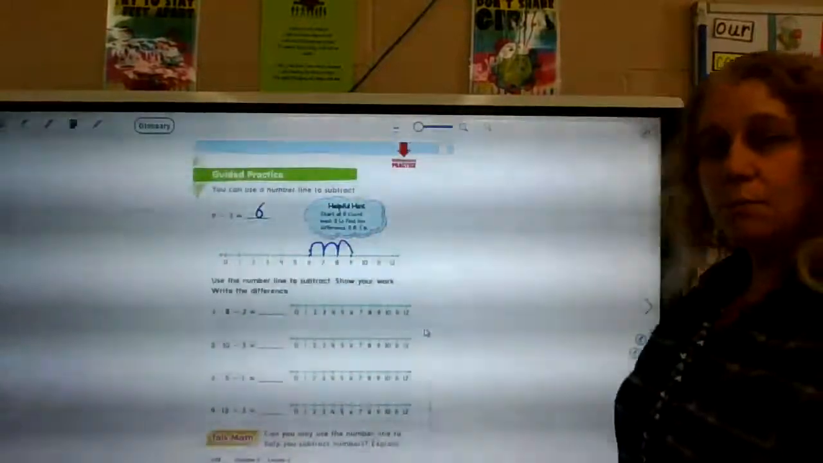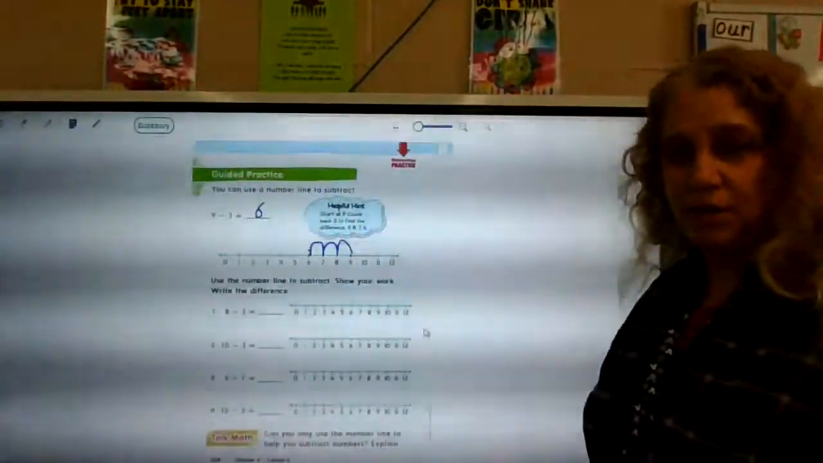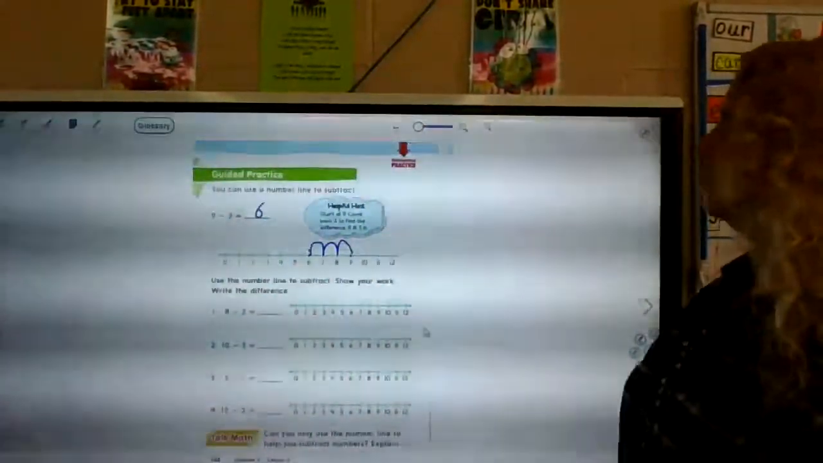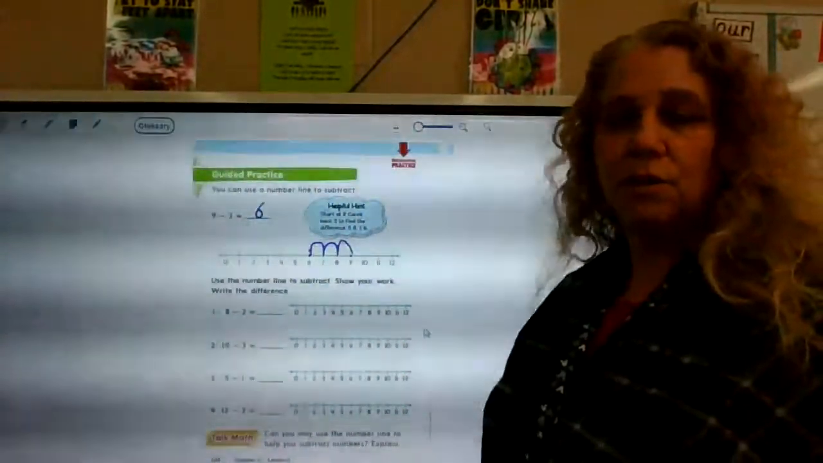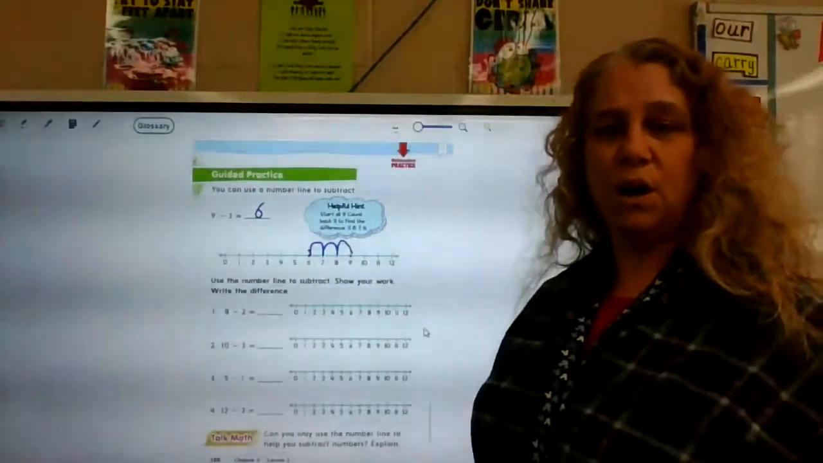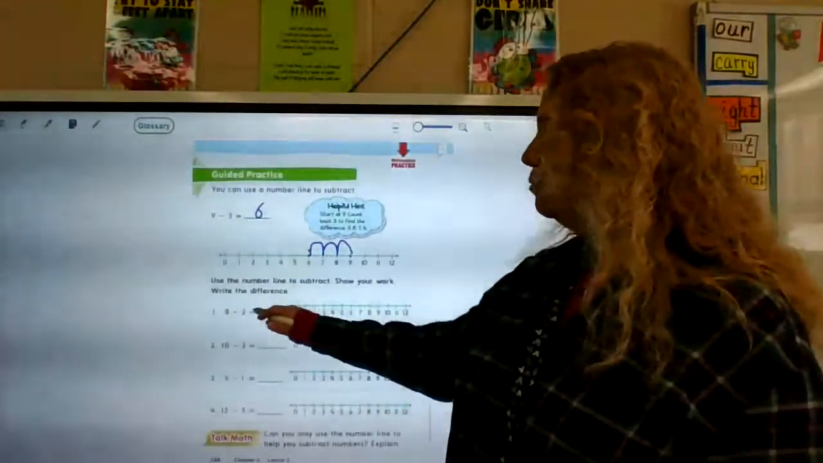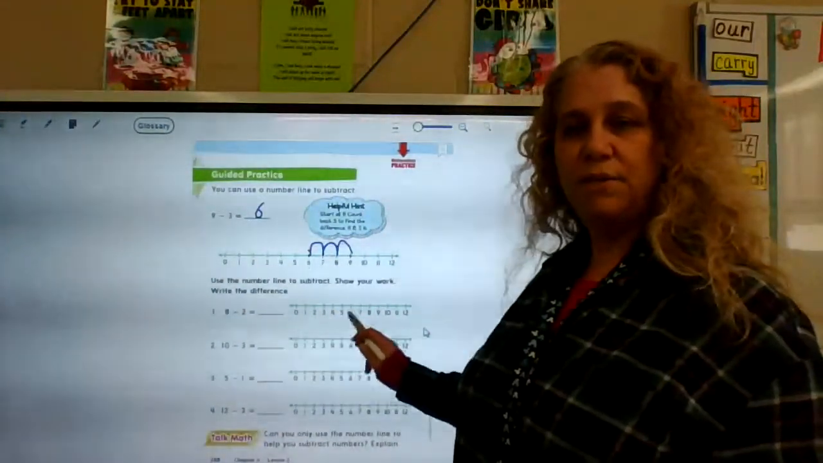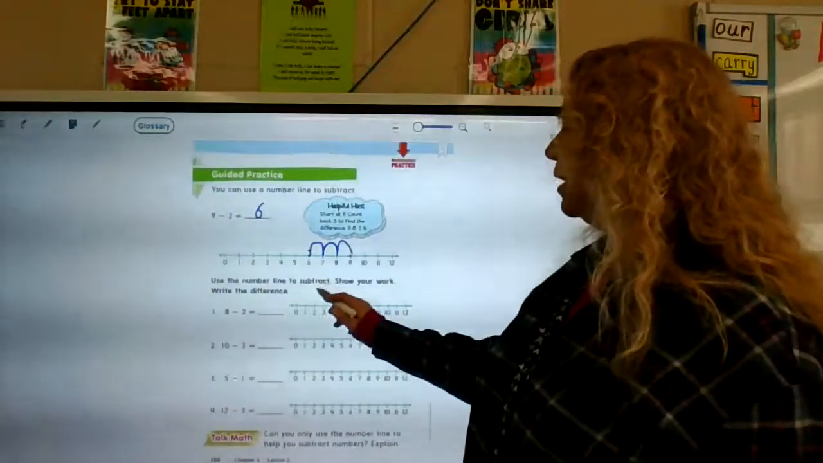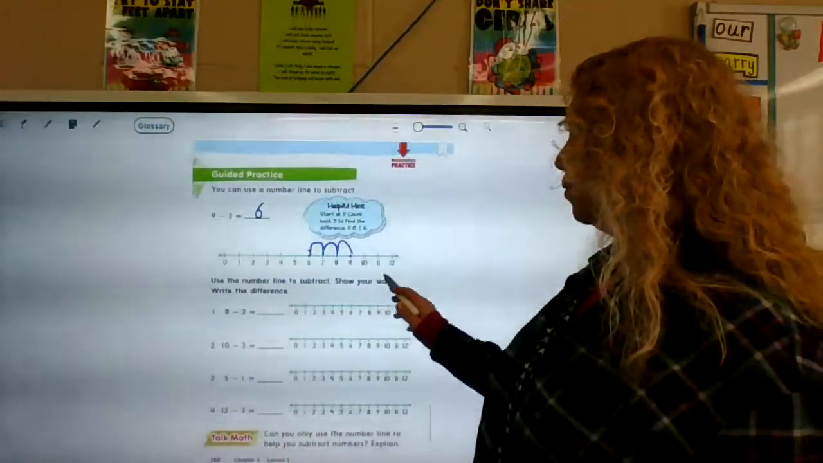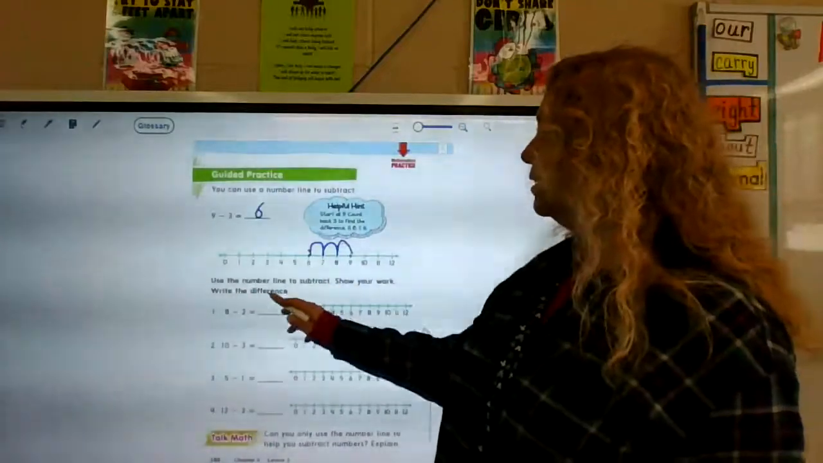Okay, I'm going to do one more with you and then I'm going to give you the directions for the rest, okay? So this down here, they give you a number line for each one. So you have to show your work on the number line. Even if you know the answer, you have to show it on the number line, okay? So it says use the number line to subtract, show your work, write the difference.